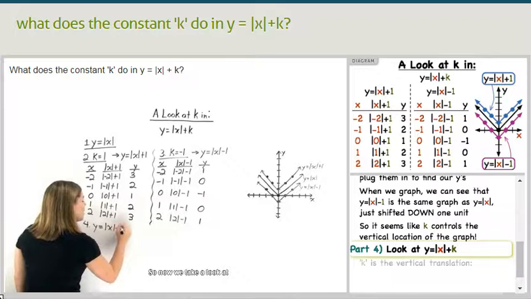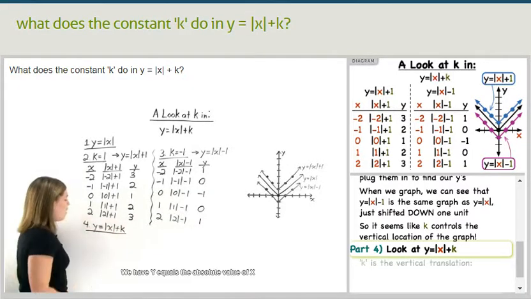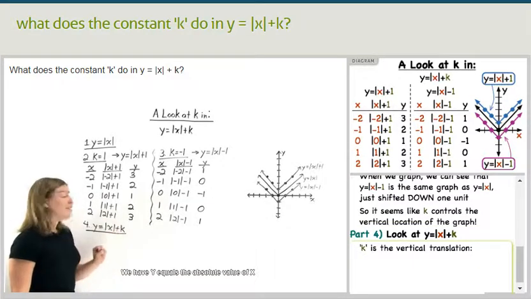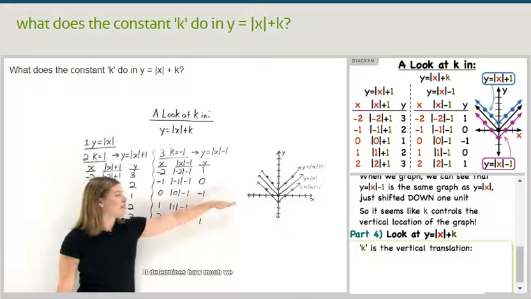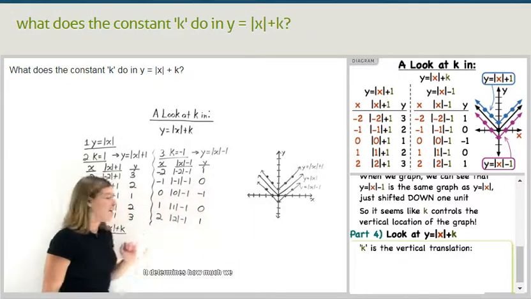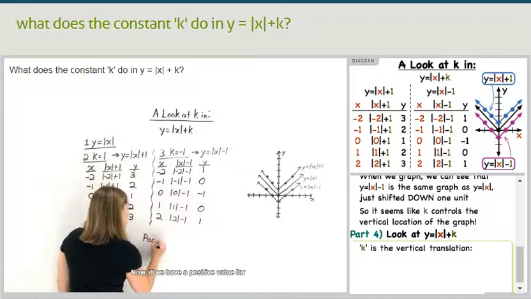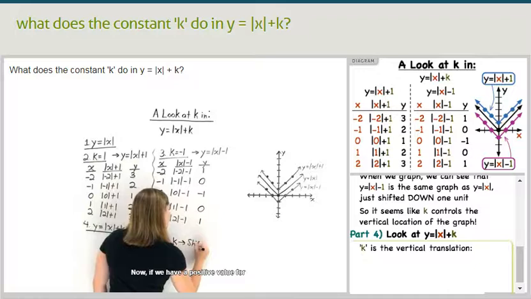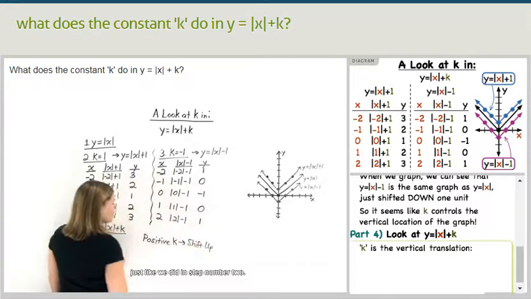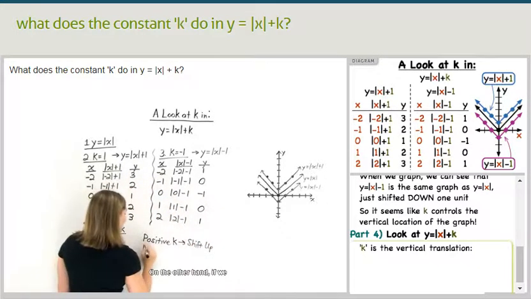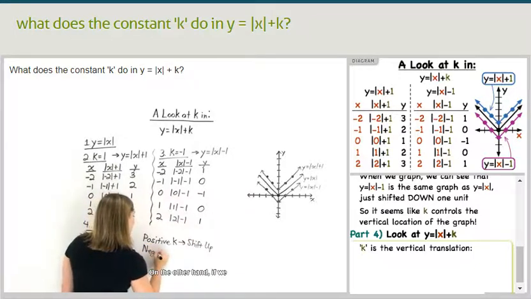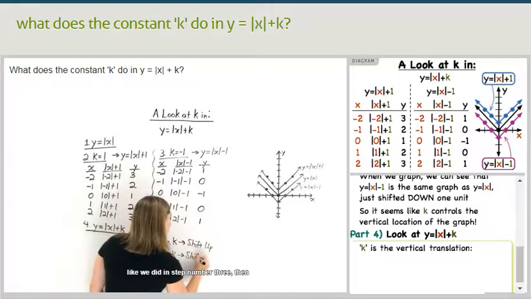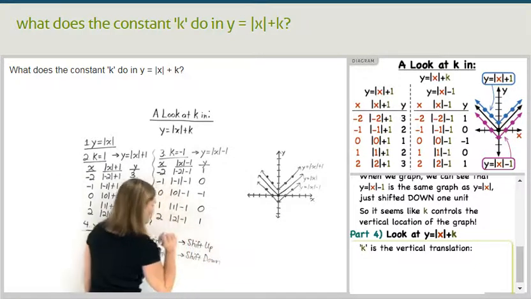So now we take a look at this general equation. We have y equals the absolute value of x plus k. K is that vertical translation. It determines how much we shift our graph up or down. Now, if we have a positive value for k, then we will shift our graph up, just like we did in step number 2. On the other hand, if we have a negative value for k, like we did in step number 3, then we will perform a vertical shift down.